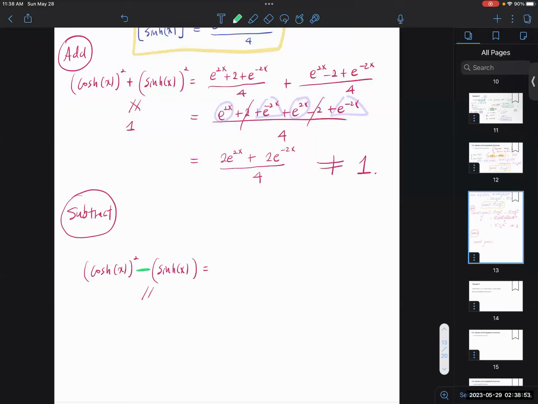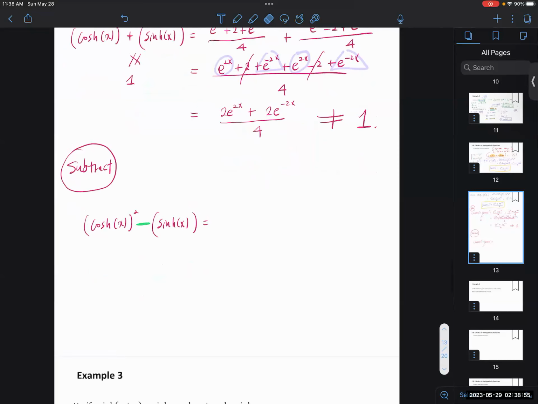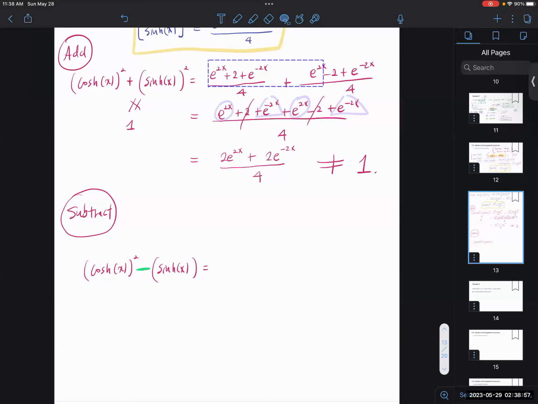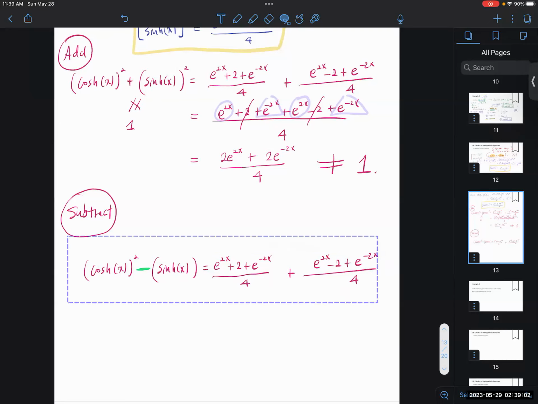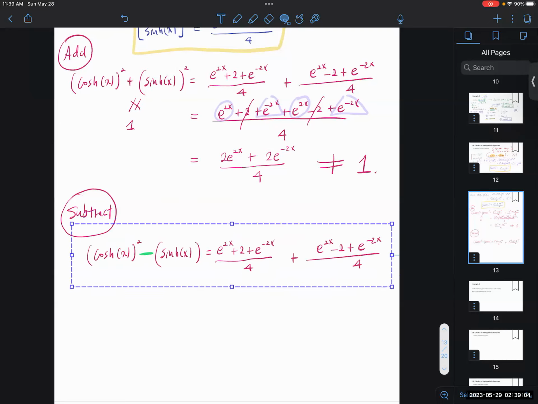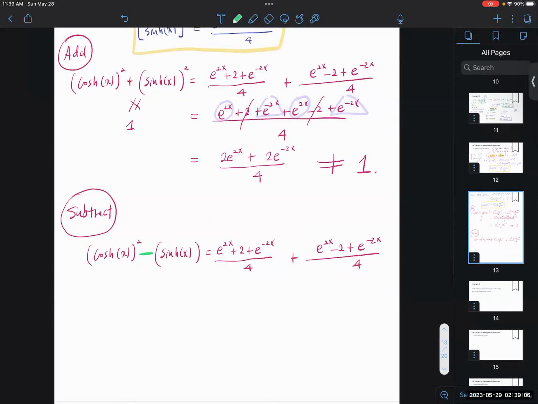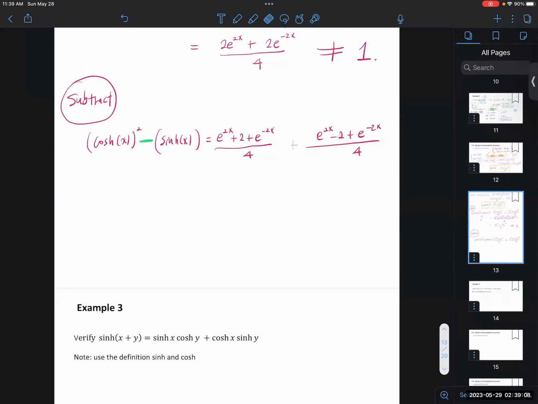What if I subtract? Let's see what happened, right? So we know this information, copy. So this is the cosh squared, sinh squared. Let's subtract them instead of adding them.